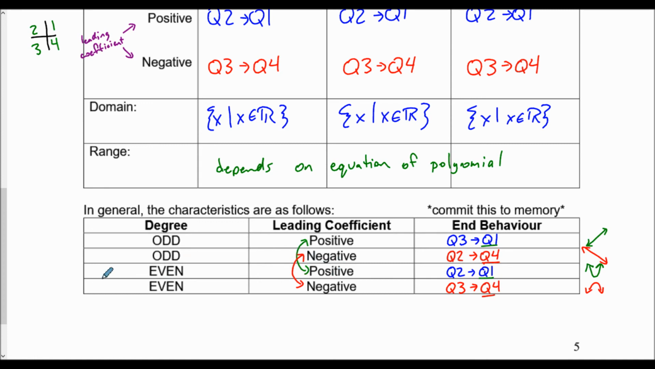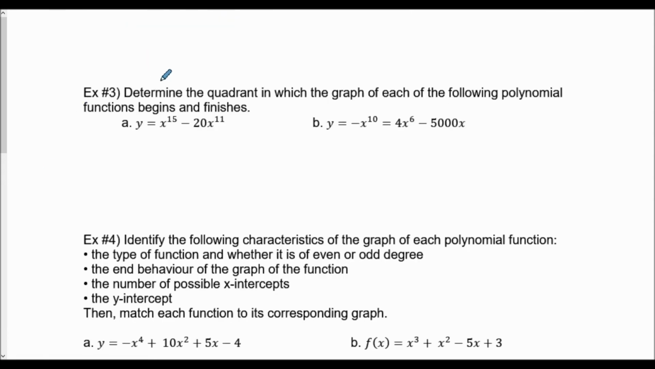So let's look at just some equations to see what our characteristics might be. We just want to determine what quadrant the graph of each of these polynomials begins and finishes. Now I know that these are way above what Foundations 30 is required to do, but again, it's dealing with the pattern. If we identify two key characteristics, we can determine what our end behavior is going to be. Those two characteristics are the degree and the leading coefficient.